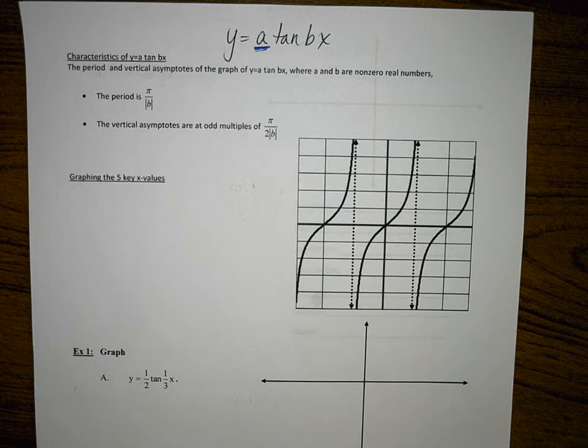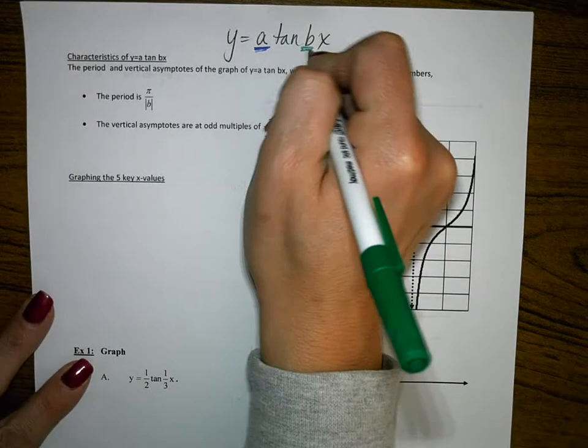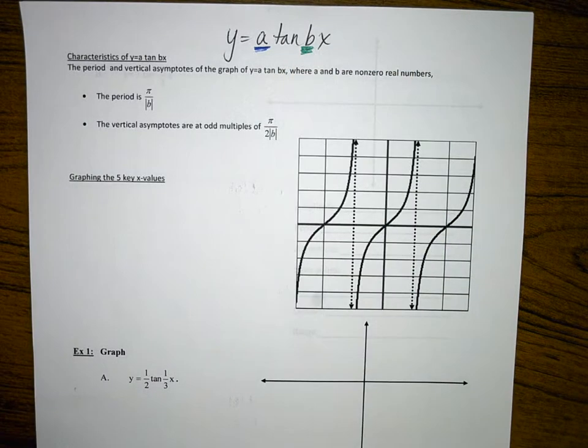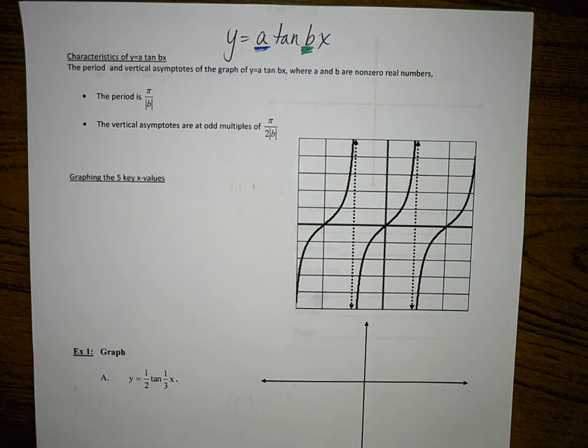However, the a value will help me for something very important in a bit. Now, what does the b help me with? The b helps me find the length, the horizontal length of the cycle. The b helps me find the period.